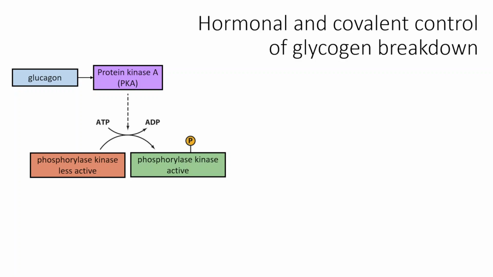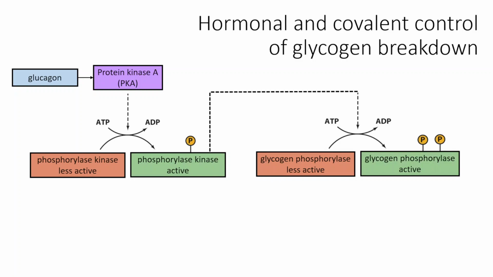When phosphorylase kinase is phosphorylated by PKA, it's active. And when phosphorylase kinase is active, it's going to phosphorylate its substrate, which is glycogen phosphorylase. And as we know, when glycogen phosphorylase gets phosphorylated by phosphorylase kinase, it is also active. And when glycogen phosphorylase is active, it is going to help break down glycogen. And this is going to happen, like we said, due to glucagon signaling when there are essentially low energy levels in the body or low blood sugar levels.